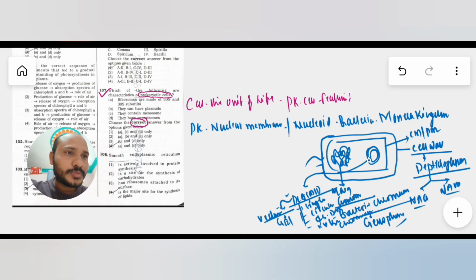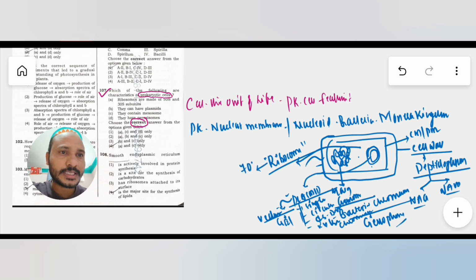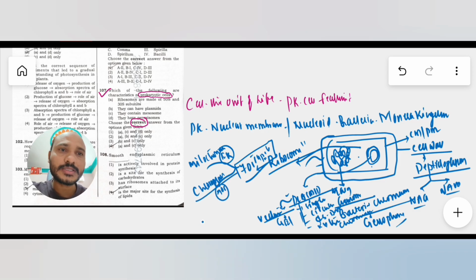Along with these two important structures, the only cell organelle present in the prokaryotic cell is the ribosome. The rest of the cell organelles are absent. So prokaryotic cells, mostly bacteria, do not contain cell organelles except ribosomes. In the prokaryotic cell, the ribosomes are of the 70S type. Remember, 70S ribosomes are also present in eukaryotic cells, in mitochondria and in chloroplasts. These 70S ribosomes have two subunits: the larger subunit is 50S and the smaller subunit is 30S.